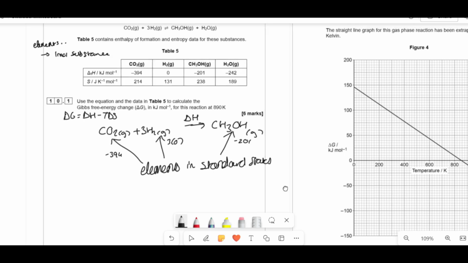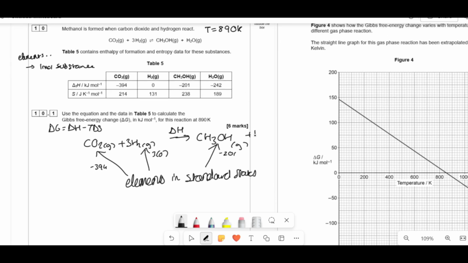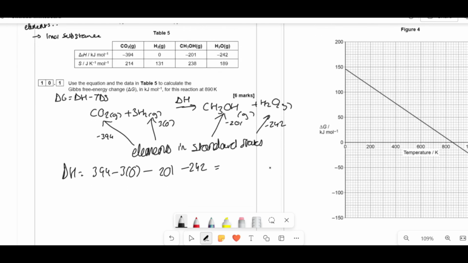Sorry, I just realized I've forgotten to add the water there entirely, so there should be an H2O there as well, and the enthalpy change for that would be minus 242. So then delta H is going to equal, going against the arrow, minus 394, minus 3 lots of 0, minus, and then 201, minus 242. So your delta H, let's have a look, minus 394, minus 201, minus 242, gives minus 49 kilojoules per mole.